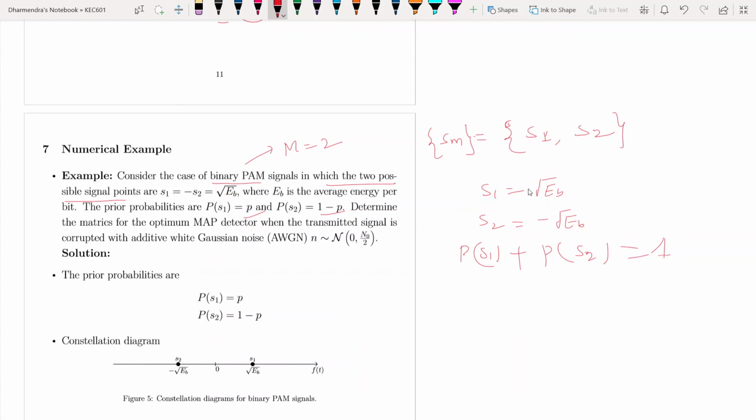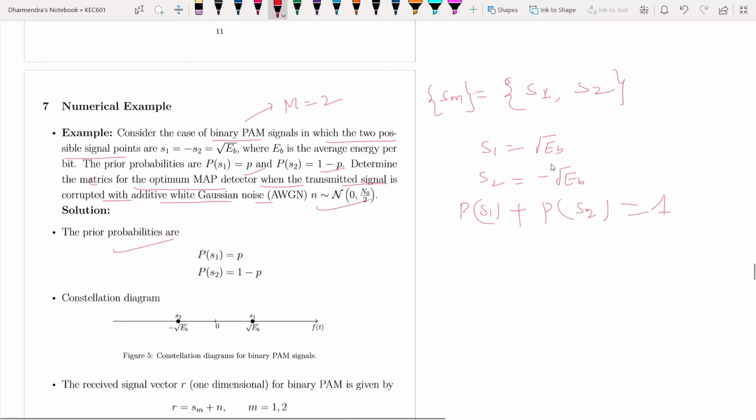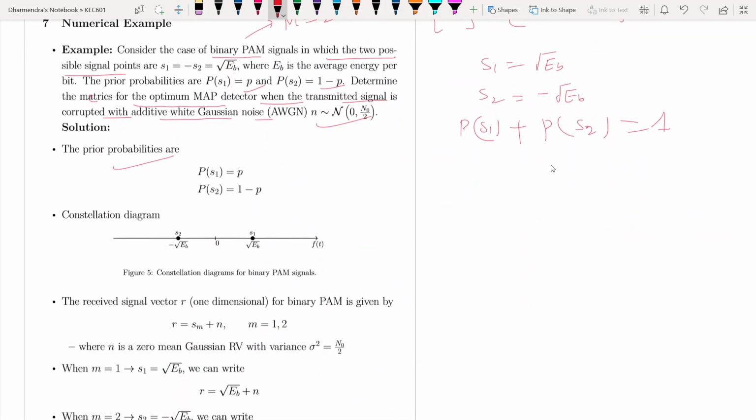Determine the matrix for the optimum detector when the transmitted signal is corrupted with additive white Gaussian noise that has mean 0 and variance N naught by 2. Given the prior probabilities, let us draw the constellation diagram. This is the constellation diagram. S2 is minus square root EB and S1 is square root EB.